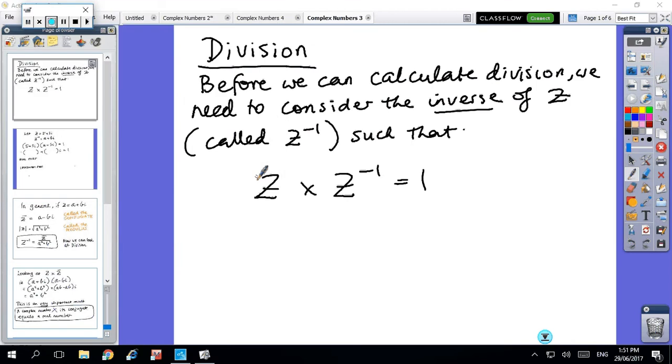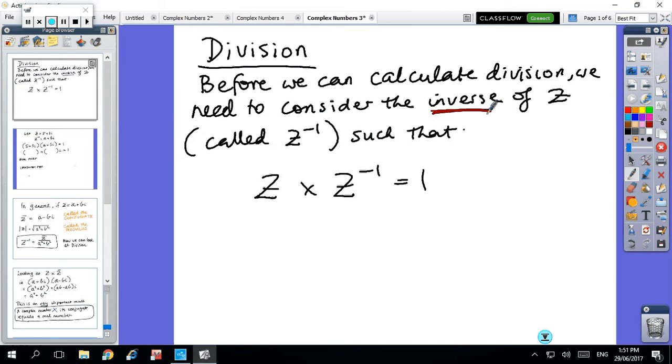Okay, so as I said, this next video is on division, and at the end of the day, you don't have to remember all of these things. At the end, I come up with a nice, easy formula. So at this stage, I think just watch, and then at the end, just copy down the really simple formula for division. Before we can calculate division, we have to consider what's called an inverse.